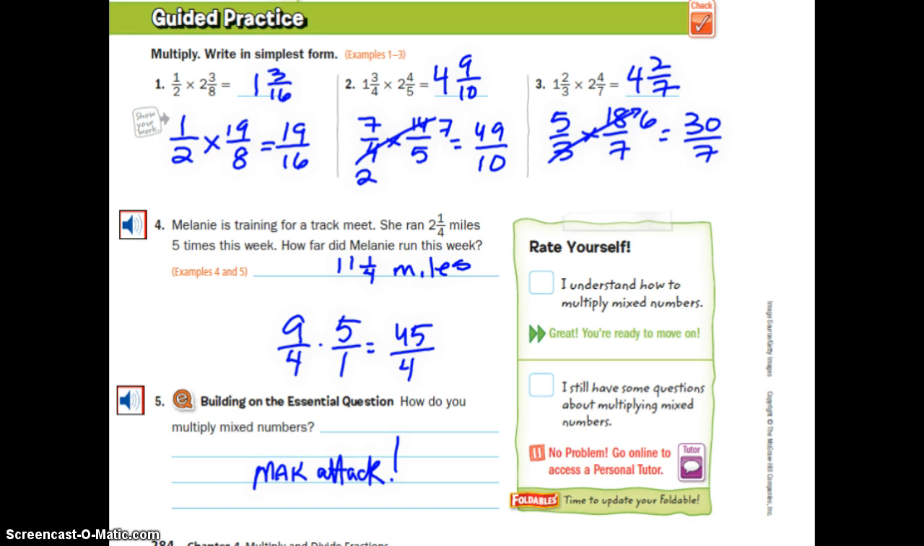Okay, check your answers. Number 1, I got 1 3/16. 2, I got 4 and 9/10. 3, I got 4 2/7. 4, I got 11 and 1/4 miles. And then how do you multiply mixed numbers? You must attack first. You must turn them into improper fractions, then simplify, then multiply.